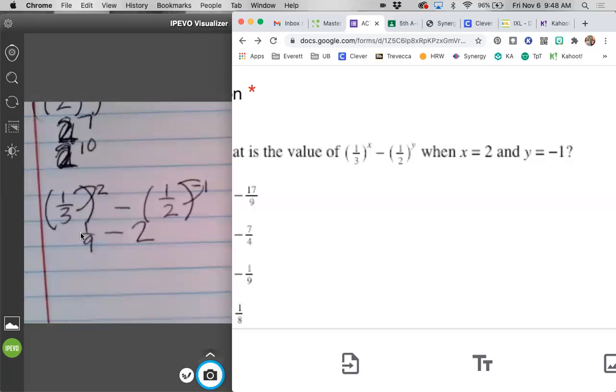I usually start with the bigger number and then I take away the smaller number. It just helps me estimate it a little better in my head. However you want to do it, it's fine. That's just how I do it. So 1/9 minus 2, that's going to be pretty close to -2.